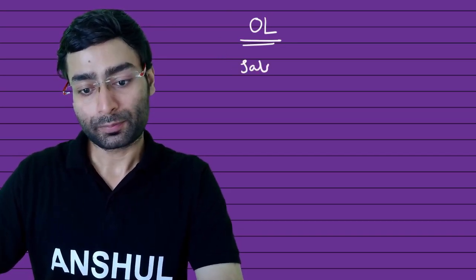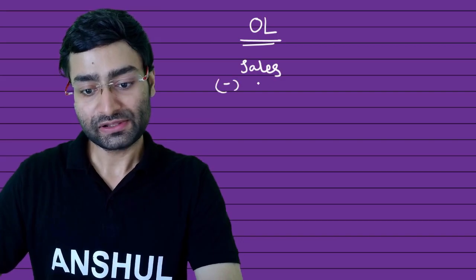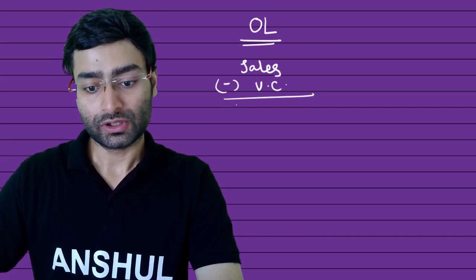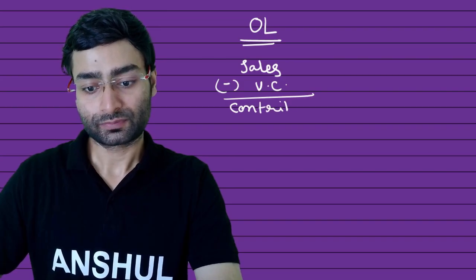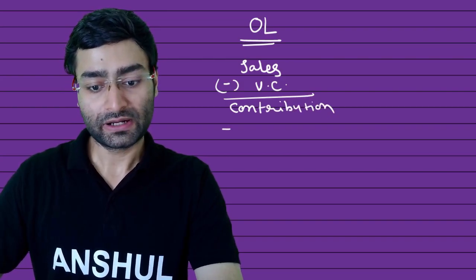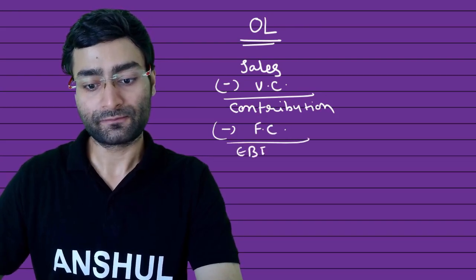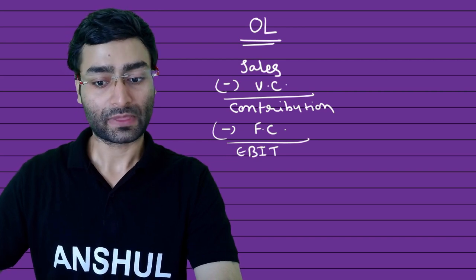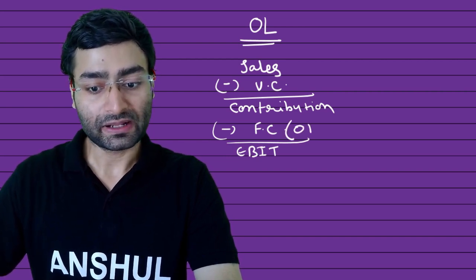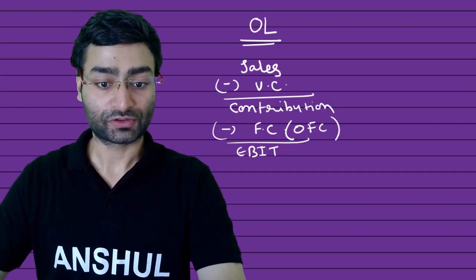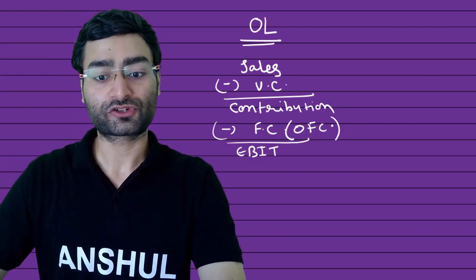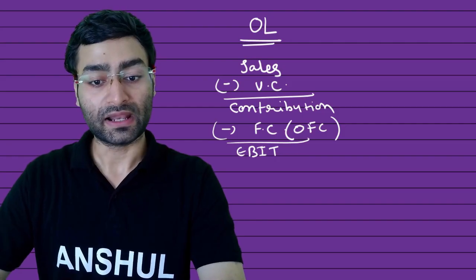Now let us understand operating leverage in detail. To understand operating leverage, I am preparing a profit statement. Sales minus variable cost, you get contribution. And when you deduct fixed cost from contribution, you get your EBIT, earnings before interest and tax. This fixed cost is your operating fixed cost. Remember, this is not financing fixed cost. This is operating fixed cost because we are talking about operating leverage now.